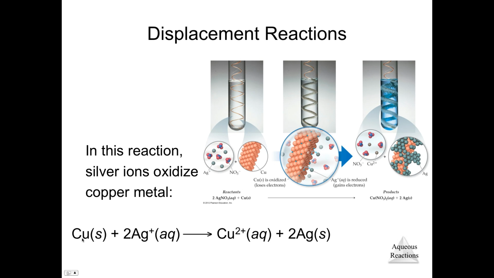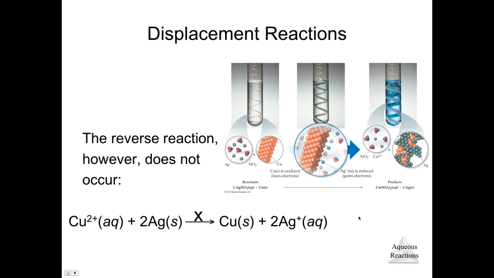Okay, so copper goes from an oxidation state of 0 to +2. So it's becoming more positive, which means it's being oxidized. Silver goes from +1 to 0. So it's gaining the electrons, becoming more negative, and being reduced. However, because silver is below copper on the activity series, the copper ion will not oxidize the metal silver. So the reverse reaction does not happen.